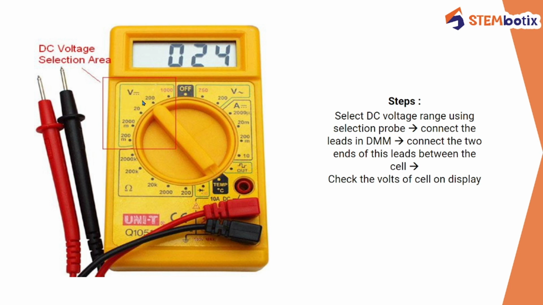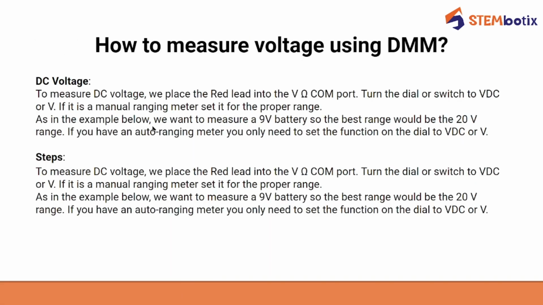Whenever you are measuring the voltage of a battery or cell, just select your probe area over here. We have a 9-volt cell, so you will select this range of 20 volts. As an example, we want to measure a 9-volt battery, so the best range would be 20 volts.